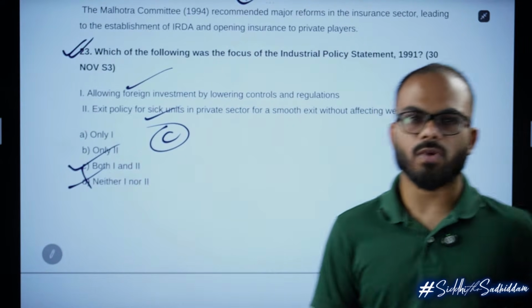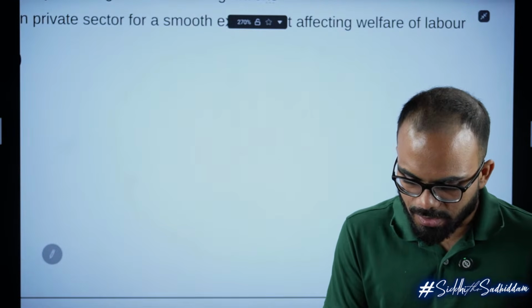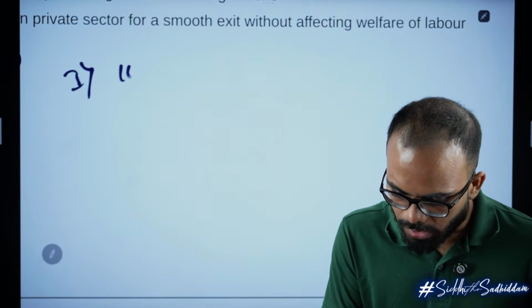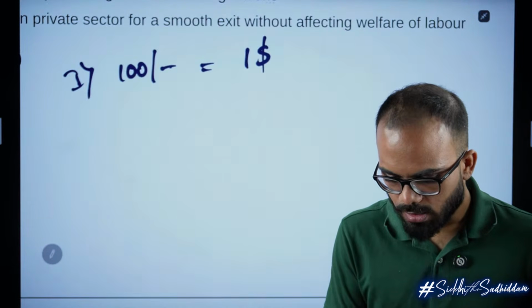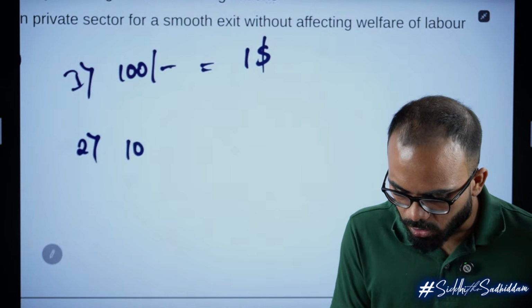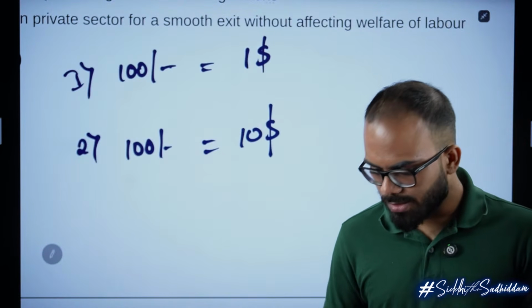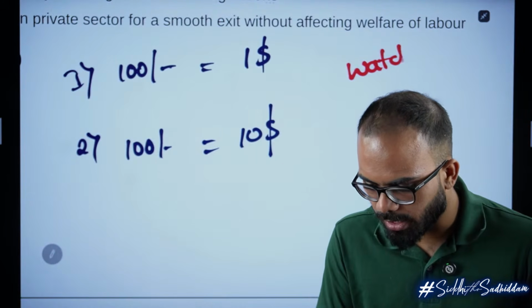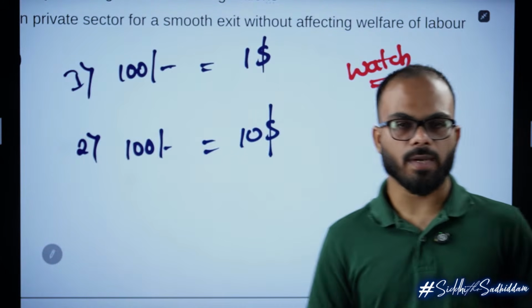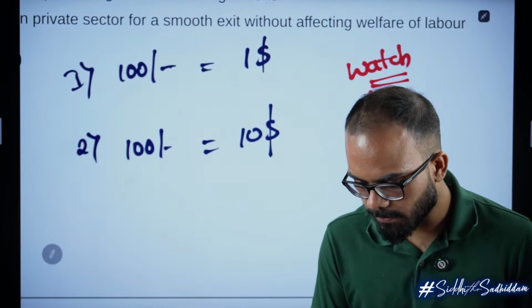Now those who asked me what is devaluation of rupee, I'll give you one simple example, you will understand. Case number 1, 100 rupees is equal to $1. Case number 2, 100 rupees is equal to $10. Now there is a watch that was manufactured in India. The cost of this watch is 1000 rupees.